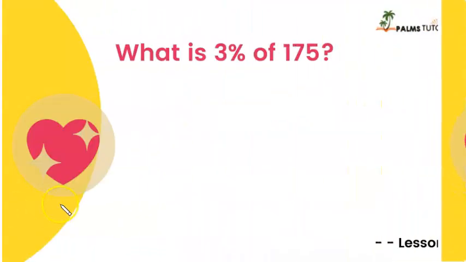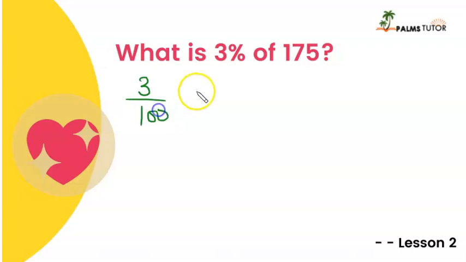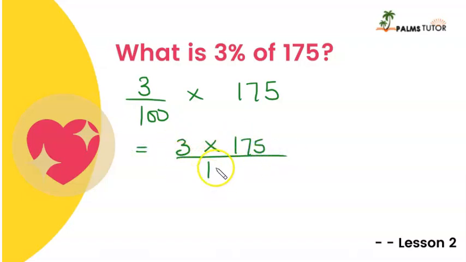Let's see another example. What is 3% of 175? 3 over 100 times 175. Let's simplify this. 3 times 175 over 100. Can we simplify anything? Do we have common factors? This number ends in 0, and this number ends with 5. They have a common factor of 5. Any number that ends with 0 or 5 is divisible by 5.